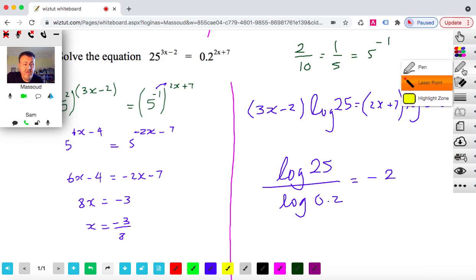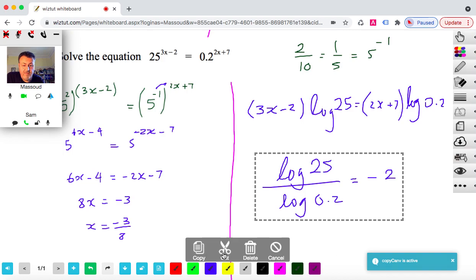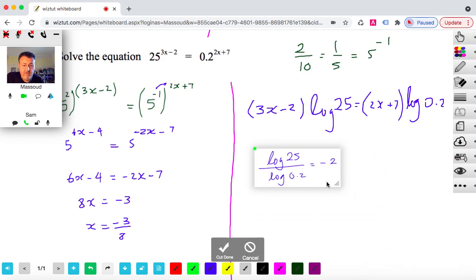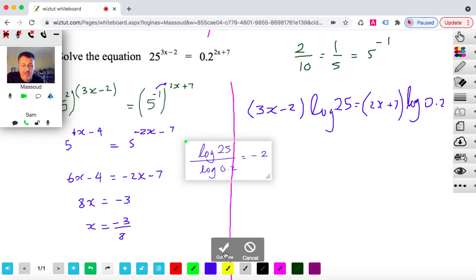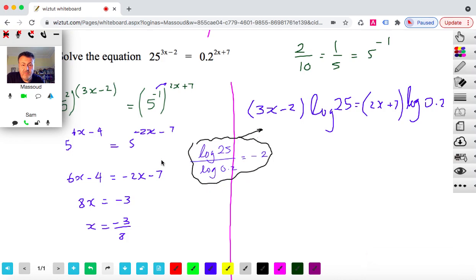So let's just keep this for reference. We'll make it little and put it here on the borderline, and put a little cloud around it, so it just reminds us that we're going to multiply that by that. So if I bring this over here and divide by it, you would get minus 2, which is multiplied by 3x minus 2, and that will be equal to 2x plus 7.